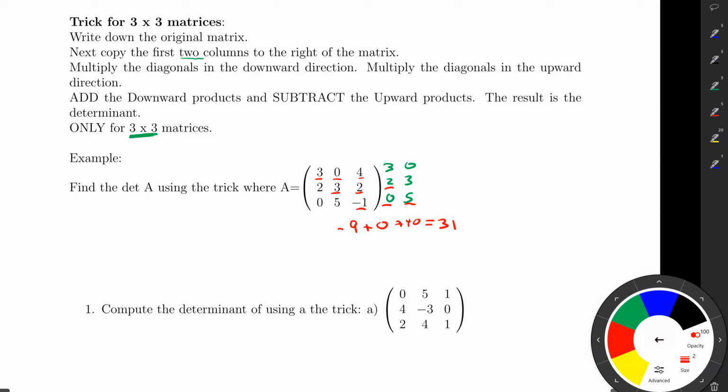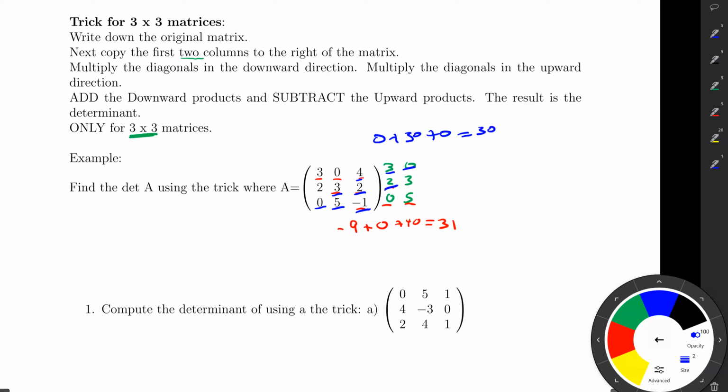Now I'm going to multiply the diagonals in the upward direction. So 0 times 3 times 4 gives me 0. Then 10 times 3 gives me 30. And then this gives me a 0. So all told, the upward directions give me a 30. I'm going to add the downward, so 31, and subtract the upward. And the determinant is 1. Kind of nice, huh?